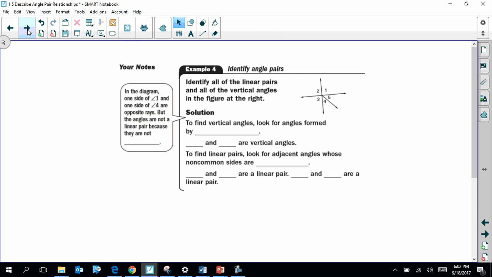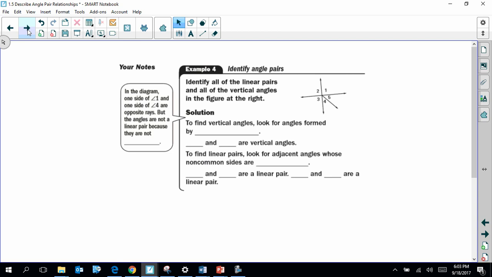So here is a really good example of making sure that you can identify angle pairs correctly, because you have to be able to identify an angle pair in a diagram based on what its definition tells you it should look like. So here we want to identify linear pairs and vertical angles. Now linear pairs and vertical angles are particularly useful whenever we're trying to figure out measurements of different angles in a figure when we only know certain angles to start with.